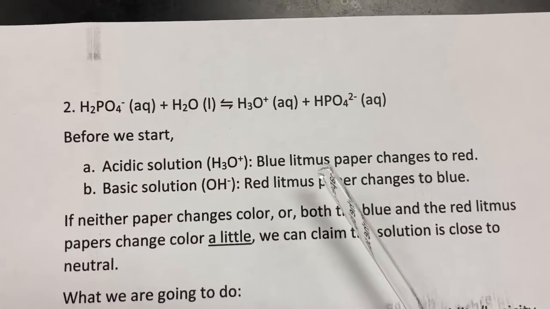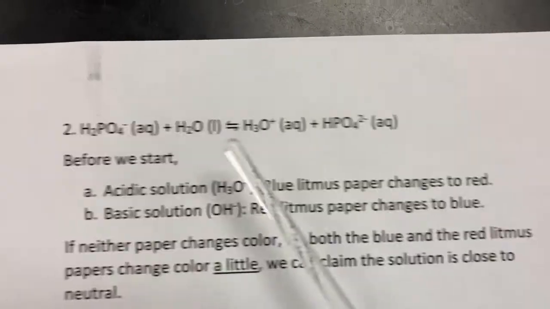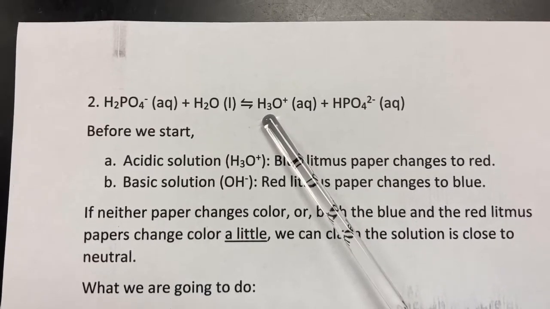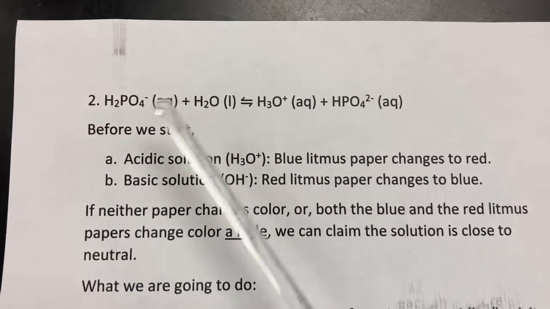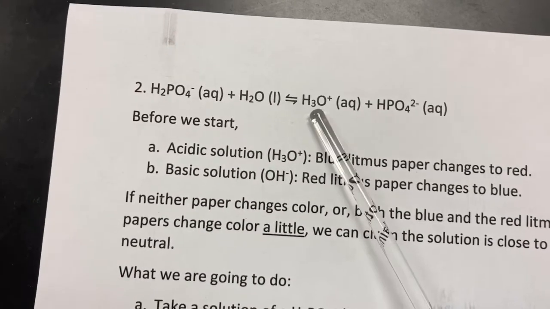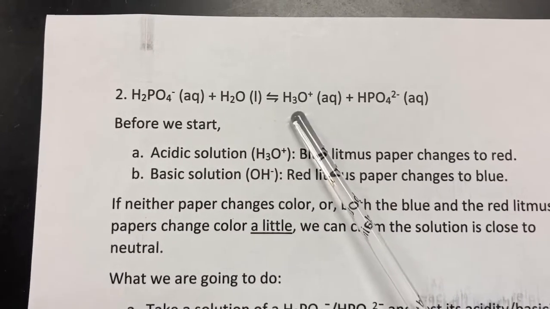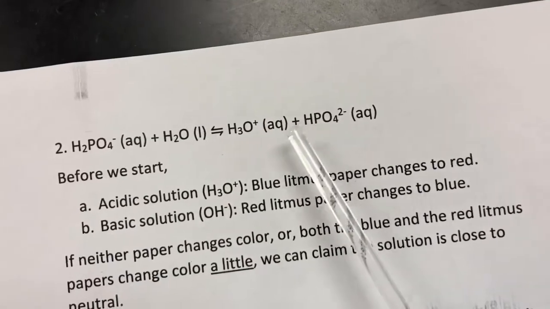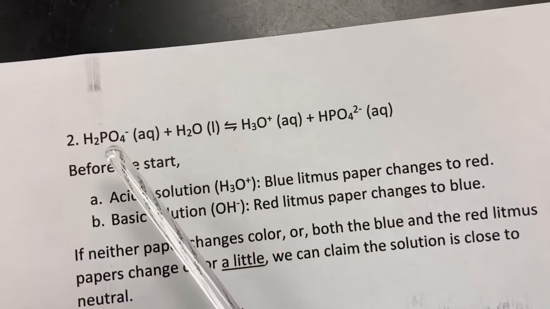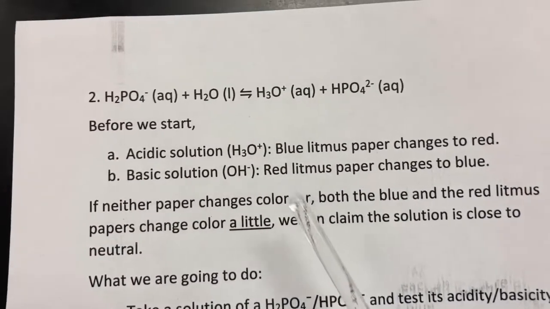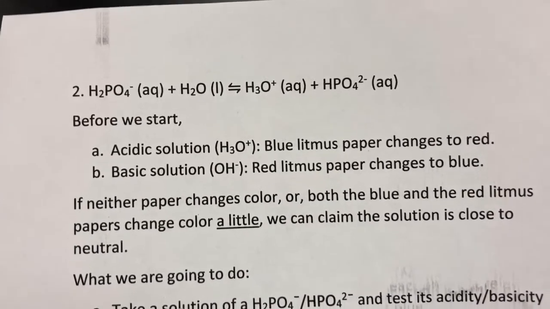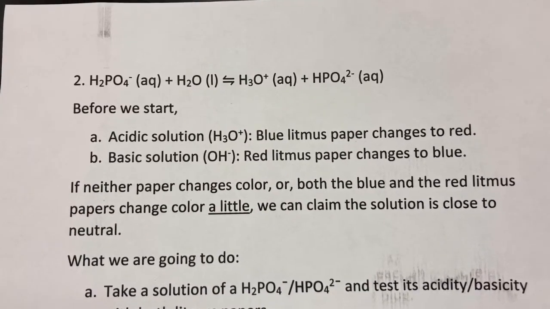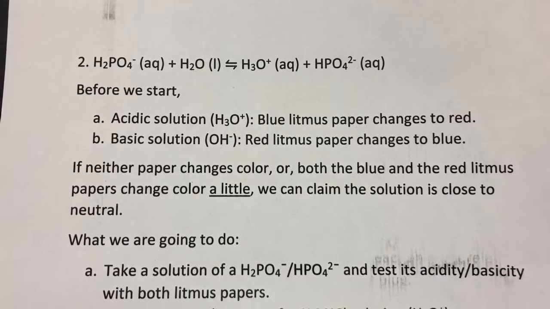What happened? Well, look at this equilibrium. If you add a product, the equilibrium is going to shift to the left to consume that product. The amount of the hydronium ion added are consumed by this equilibrium when it goes to the left. As a result, the solution didn't become acidic. Take a record of all of this and your explanation on the report sheet.